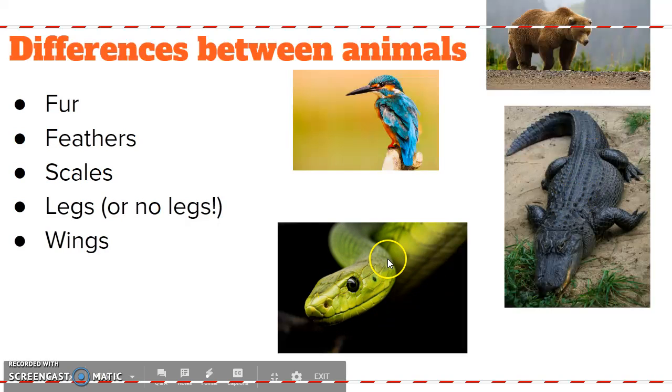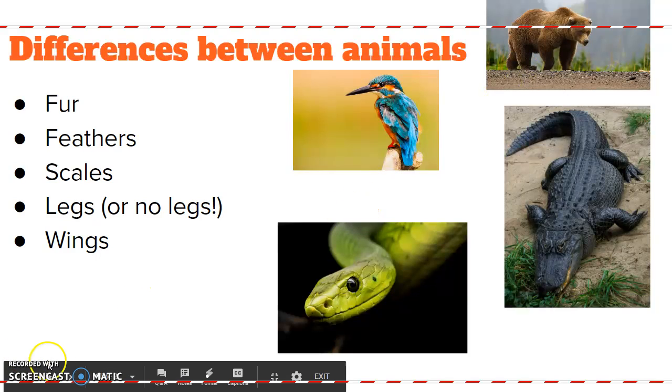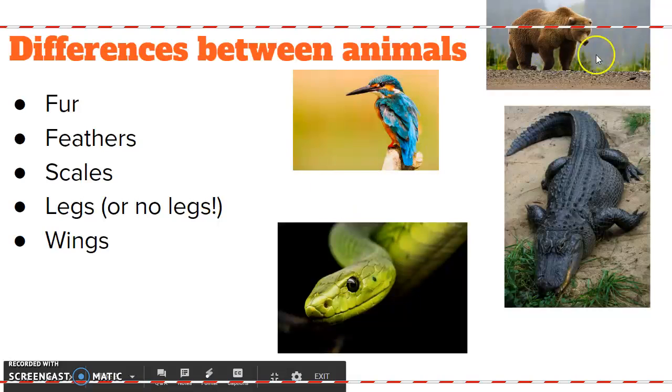But snakes don't have legs. So some animals that have scales have legs, and some animals that have scales don't have legs. And some animals that have fur have two legs. Like a kangaroo is an example of an animal with fur that only has two legs. But a bear has four legs. And birds have two legs, and snakes have no legs.